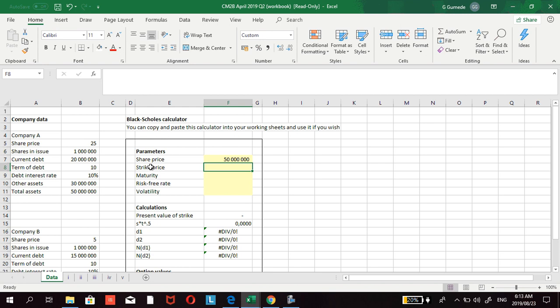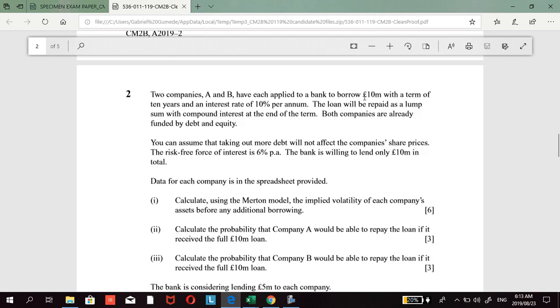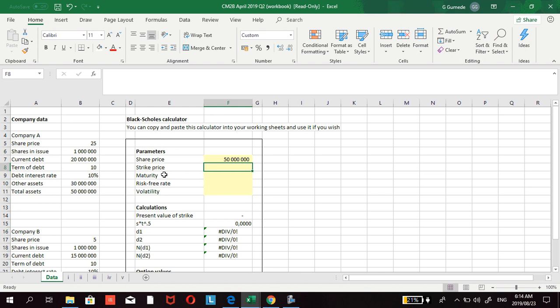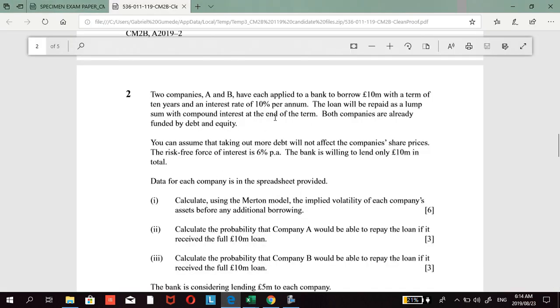Under the Merton model, the strike price is the redemption value of your bond or your loan or whatever. Now, if you look at the question very carefully, we are actually given the value of this loan here. So they've each applied to a bank to borrow 10 million. So we are given the value of this loan, but we are not given the redemption value. So in order for you to get the redemption value of this loan, you have to take this 10 million and roll it up to time 10 at 10% per annum. So please be very careful. I did discuss this in my revision video. So what am I going to have there? So now you've got to be a little bit careful here, because, just a moment, let me check something here.